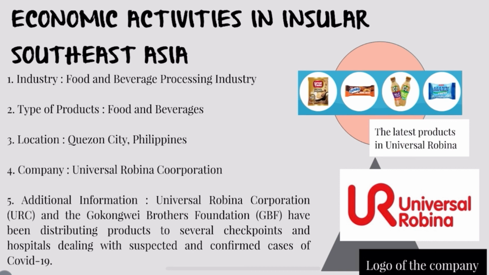Lastly, the economic activity in Insular Southeast Asia is manufacturing in the food and beverage processing industry. The type of product is food and beverages. The example company is Universal Robina Corporation, which is located at Quezon City, Philippines. Universal Robina Corporation is one of the largest branded consumer food and beverage product companies in the Philippines. The company has a significant and growing presence in the ASEAN and Oceania markets. It is among the Philippines' pioneers in the industry.